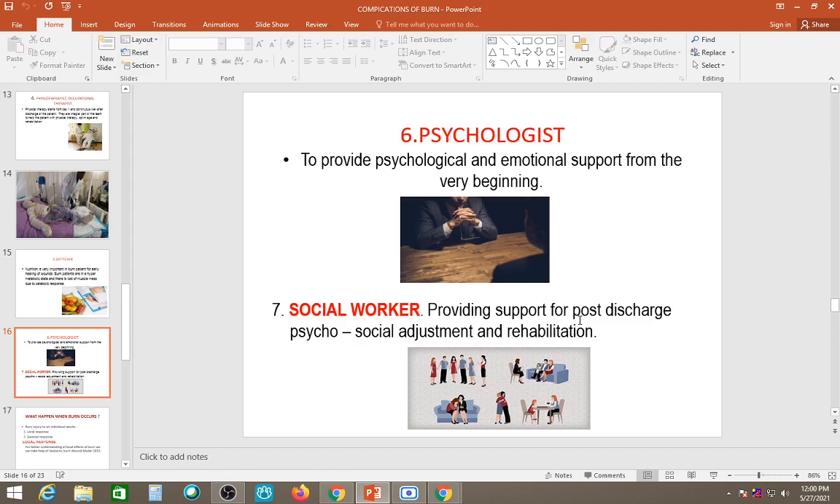Then the social worker provides support for the post-discharge psychosocial assessment, and rehabilitation also has to be involved. Means it has to be involved by the social worker. We need to give lots of information. Okay, and if they need, even the burn patient also we need for the palliative care. Then many things can be helped by the social worker.